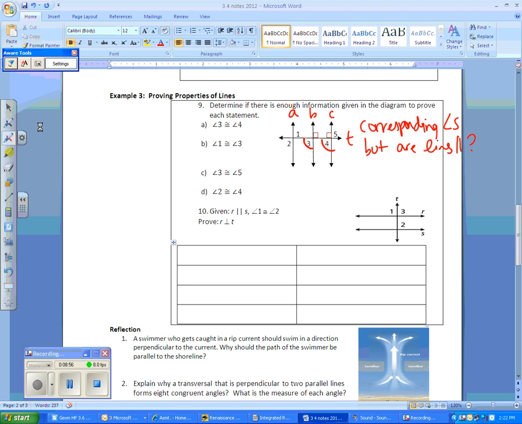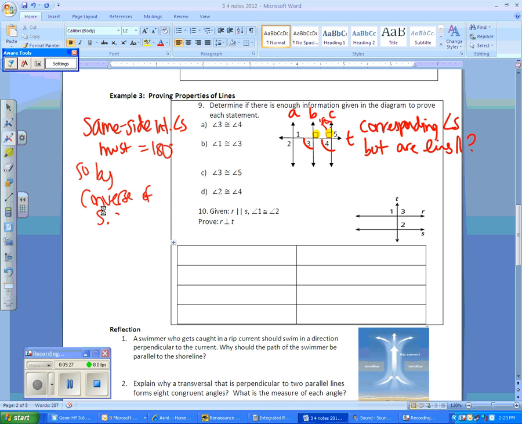These right angles are same side, are they same side interior angles? Yes. Okay, so since we have same side interior angles, we know that same side interior angles must add up to equal 180 degrees. So 90 plus 90, does that equal 180? Yes, it does. So since these add up to be 180, by the converse of same side interior angles, we know that B has to be parallel to C.